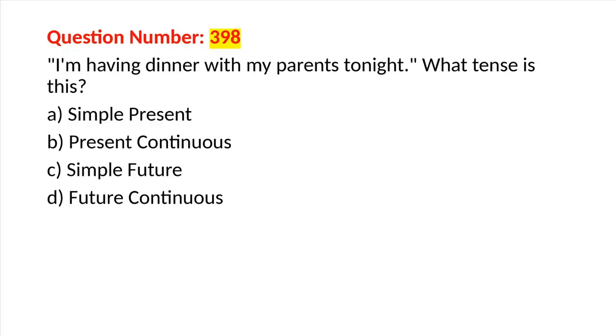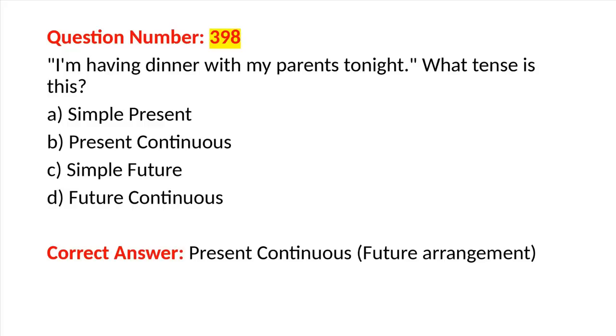Question number 398. I'm having dinner with my parents tonight. What tense is this? A. Simple present. B. Present continuous. C. Simple future. D. Future continuous. Correct answer: present continuous, future arrangement.